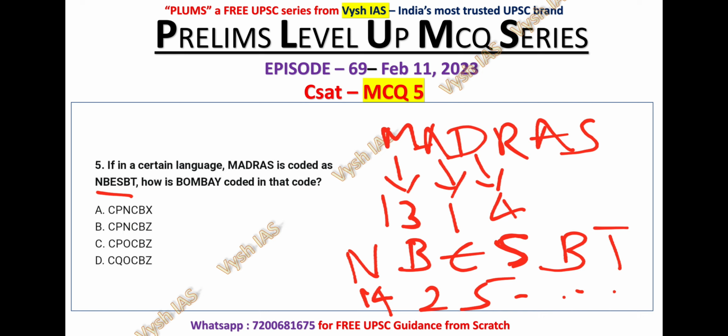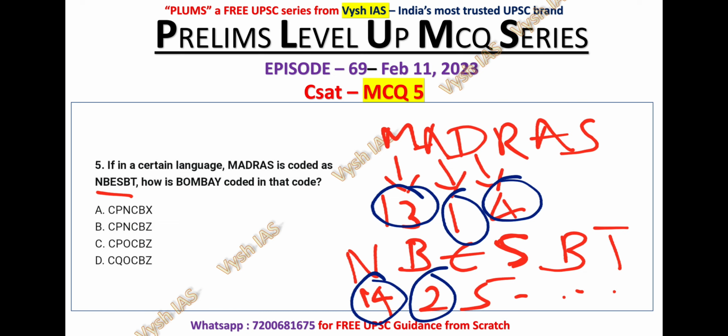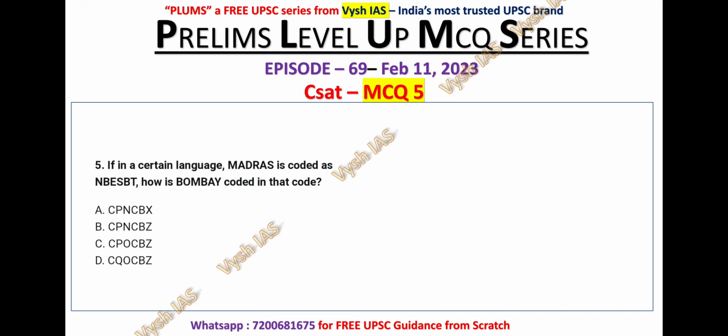Now if you see how much it is increasing, here it is 13, here it is 14, here it is 1, here it is 2, here it is 4, here it is 5. It means they are adding 1. So we have to add 1 to the values of Bombay also. If you check the options, most of them start with C, P, N. In A it is C, P, N, C, B, X. In B it is C, P, N, C, B, Z. If you check the first 3 and the last one, it will be enough.